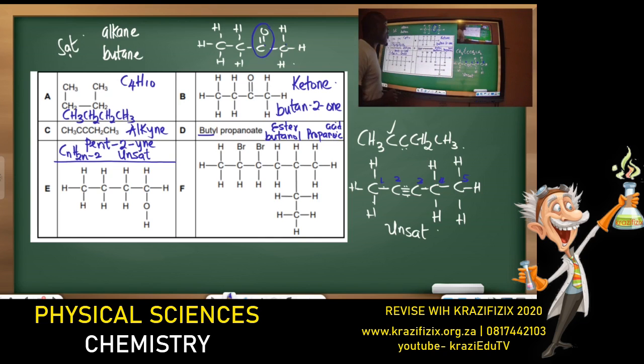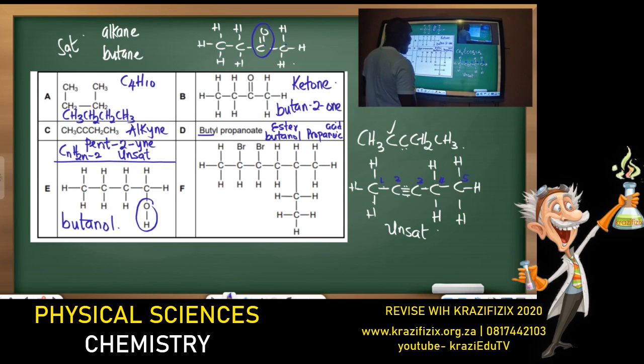So we have butyl propanoate. Remember, we start from the alcohol section. Beautiful. Let's look at E. E is an alcohol, and it's a primary one, with 4 carbon atoms, so this is butanol. It's an alcohol and it's primary. Oh, I love this one.